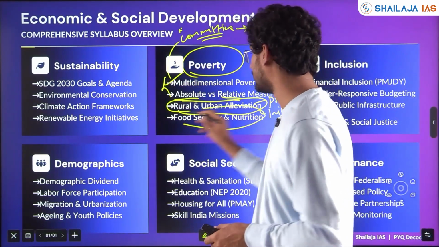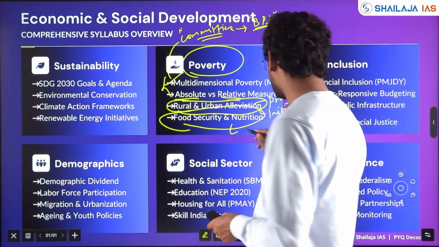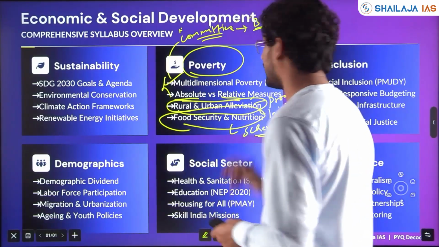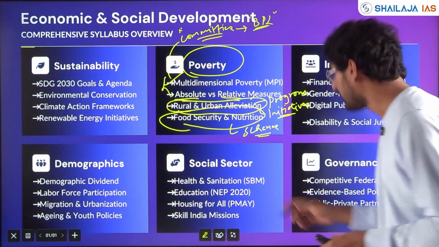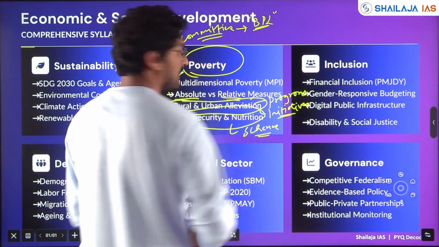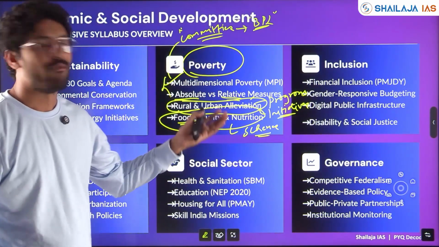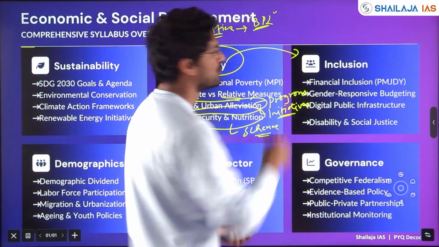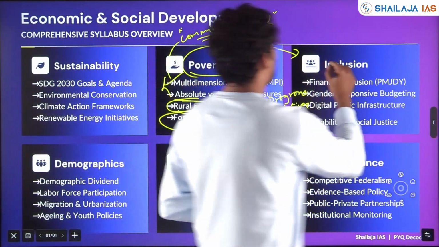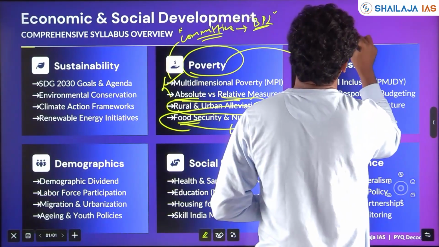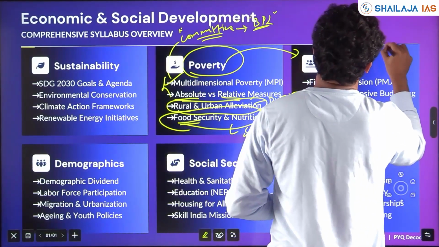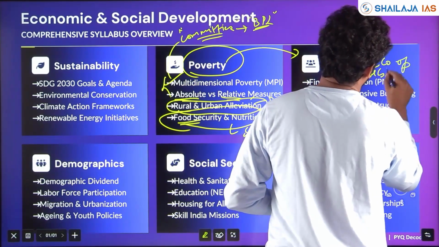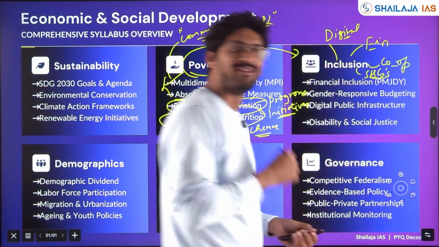Food security and nutrition, the schemes related to that, for example, MGNREGA for rural and urban alleviation, and for food security, you have the National Food Security Act. Those will become very important. Next, related to sustainability and poverty, is inclusion. Economic inclusion can be digital inclusion, financial inclusion, cooperatives, self-help groups. These related to economy will become very, very important.